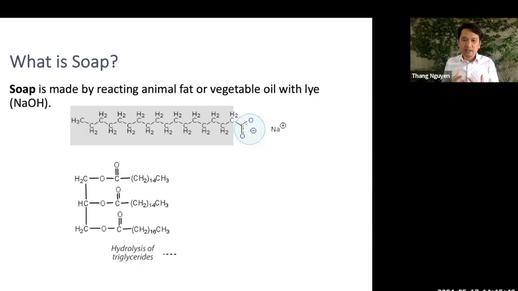Okay, so let's dig a little deeper into that vegetable oil. Remember, we've learned about this molecule already in a previous unit.